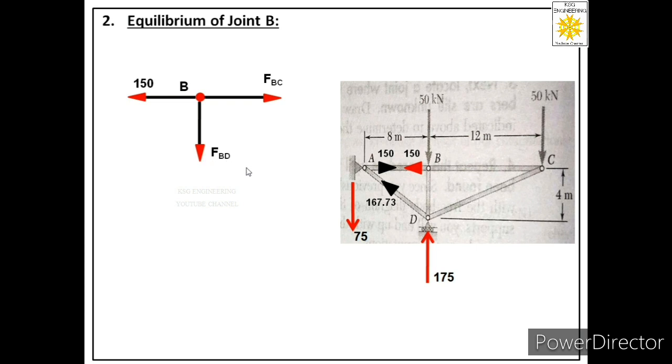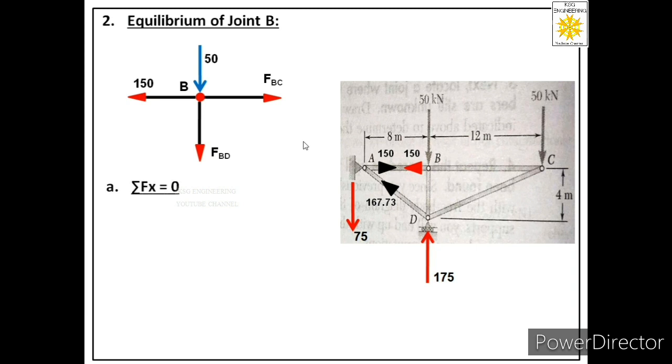Now after this we should see, is there any external force acting at joint B? Yes, there is one external force of 50 kilonewton acting at joint B. So let us show that force. So we have shown external force at joint B, which is acting in downward direction, and magnitude is 50 kilonewton. Now after that we will see, is there any reaction acting at joint B? No, there is no reaction acting at joint B. Then after that we will see, is there any inclined force in the free body? No, there is no inclined force in the free body. It means we are ready with the free body of joint B. So it means now we can apply equations of equilibrium.